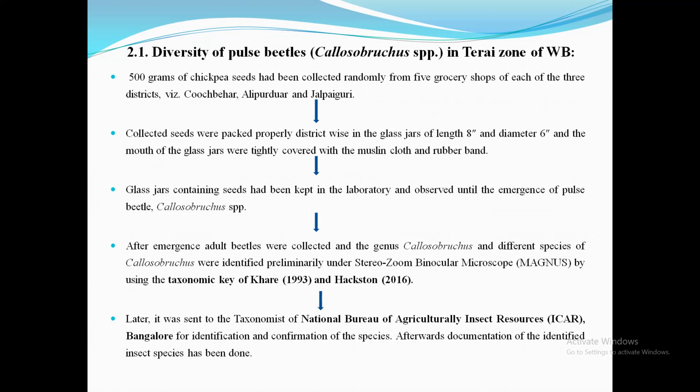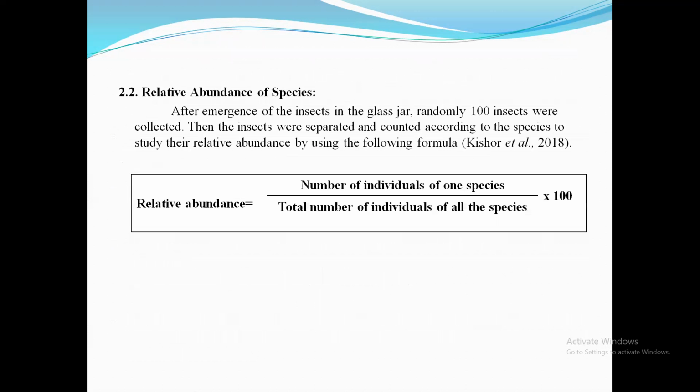Later, I collected the adults which emerged, and identified them preliminarily under the stereo binocular microscope by using the taxonomic keys given by Khare in 1993 and Haxon 2016. Then it was sent to the taxonomist of NBAIR for identification and confirmation of species. Then for relative abundance of species, after emergence of insects in the glass jar, randomly 100 insects were collected. Then these insects were separated and counted according to the species to study their relative abundance by using the following formula. This is the formula I have followed.